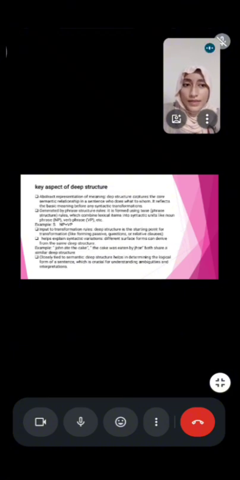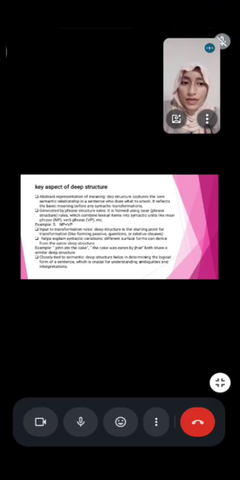Key aspects of deep structure. Abstract representation of meaning. Deep structure captures the core semantic relationships in a sentence, who does what to whom, reflecting the basic meaning before any syntactic transformation. Generated by phrase structure rules. It is formed using base phrase structure rules which combine lexical items into syntactic units like noun phrase, NP, verb phrase, VP, etc. Input to transformation rules. This structure is the starting point for transformations like forming passive, question, or relative clauses.